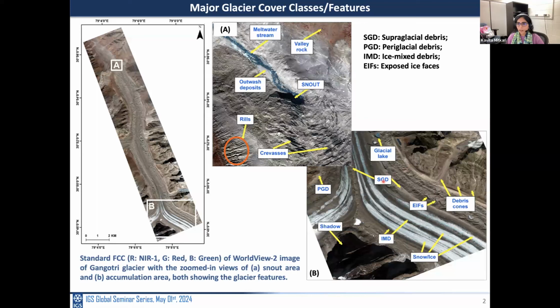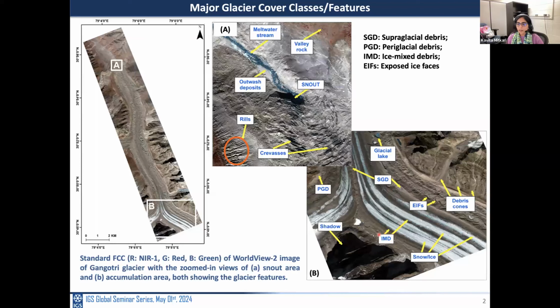This SGD is known as supraglacial debris, which is present on the glacier surface, and PGD, that is periglacial debris, is present outside the glacier boundary. It is found at the margins of the glacier. These two features are formed from a common source called valley rock. You can see here in the ablation zone, which is very near to the snout. That's why it becomes very difficult to spectrally separate SGD and PGD.